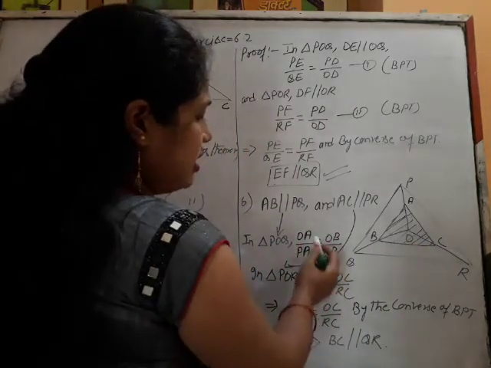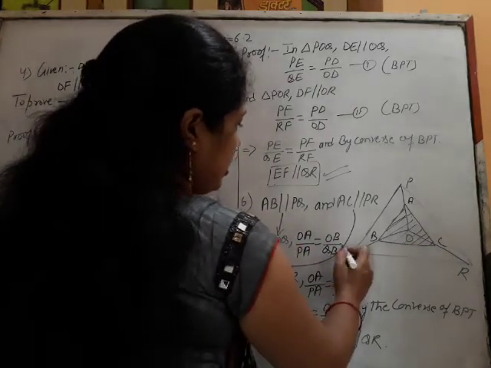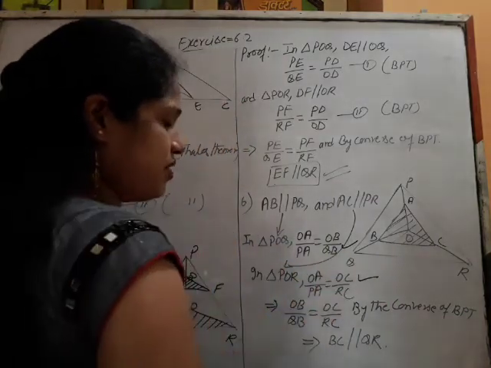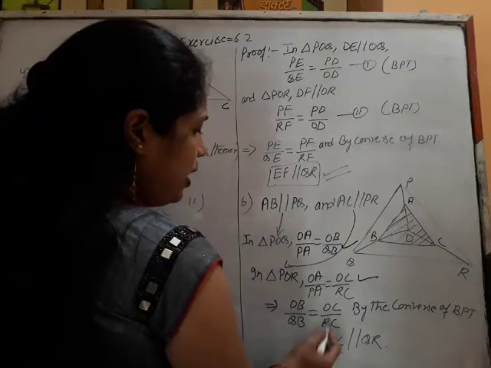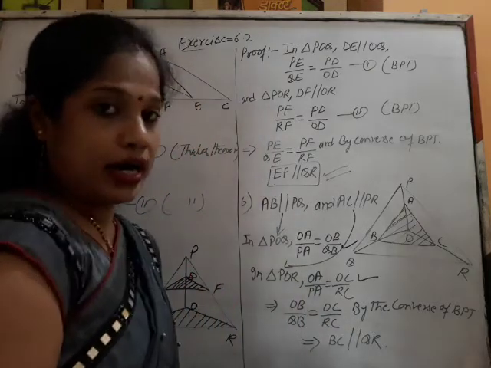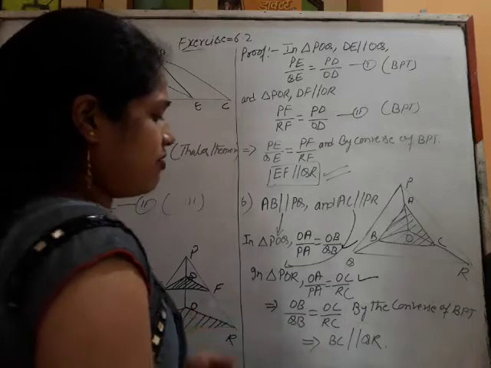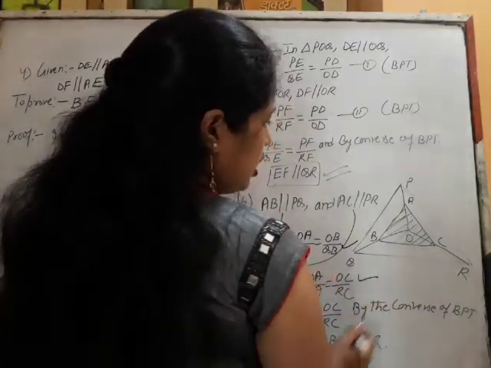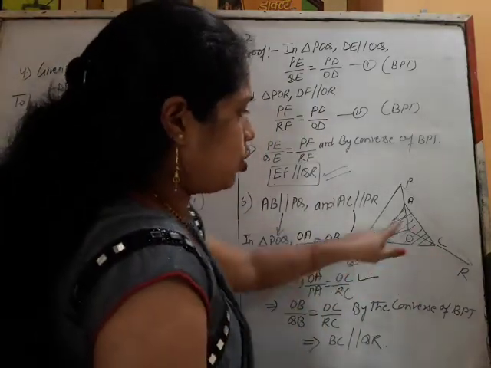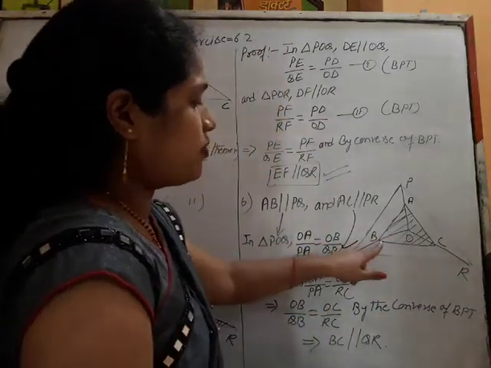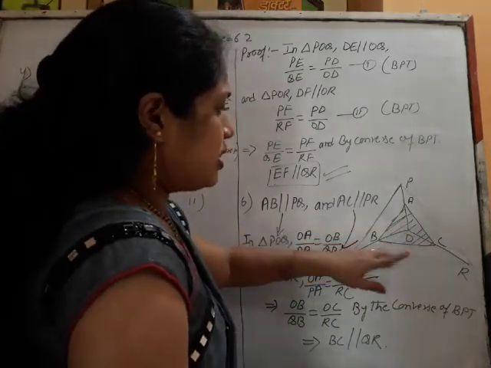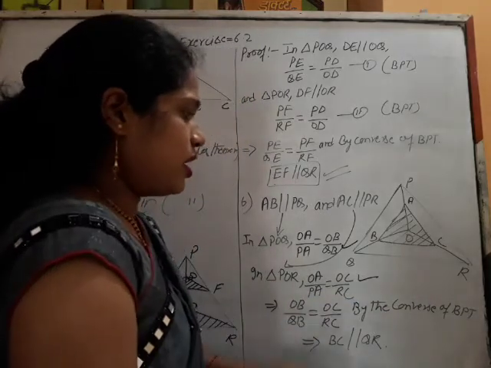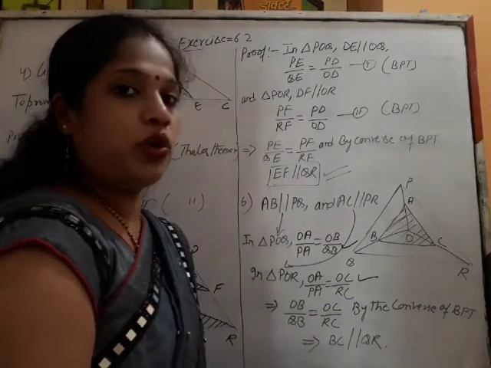When we see these two equations, the left hand sides are equal, so obviously the right hand sides will be equal. That is OB upon QB equals OC upon RC. Where are we getting this? It is all happening in triangle QOR, and because of the points B and C, the ratios are equal. So by the converse of the basic proportionality theorem, we arrive at the result that BC is parallel to QR.